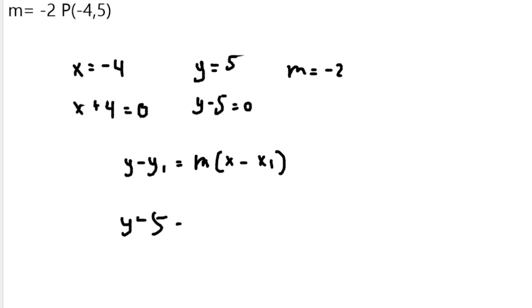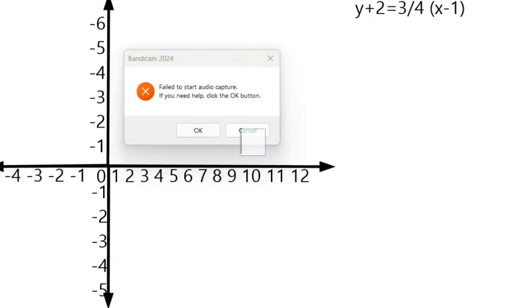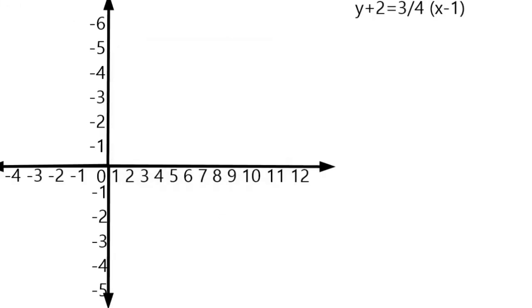So y sub 1 is going to be 5, our slope is -2, and here that's going to be plus 4. So here, as we can see, it's already in the function. It's the point slope form. We can actually transfer it back to the original form, which is the y-intercept form. And now let's try this one.